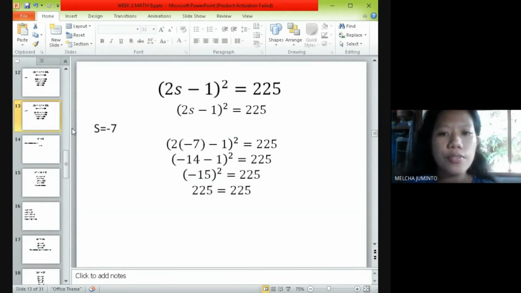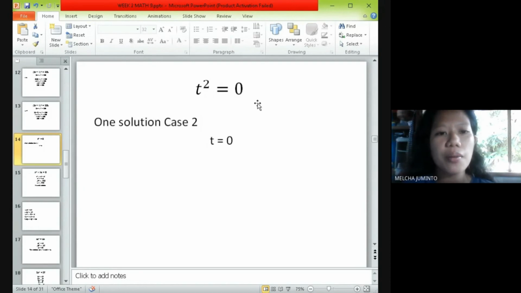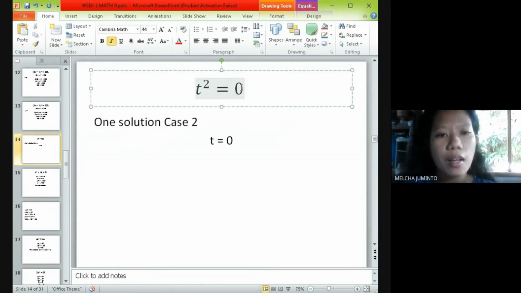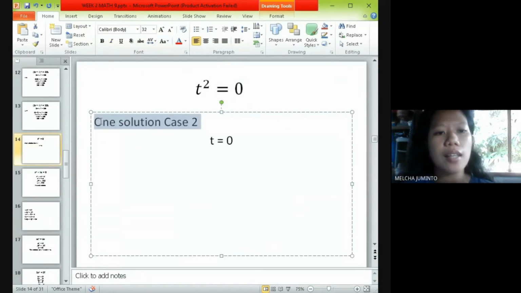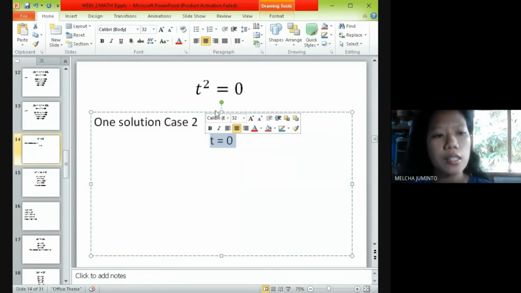Now, if the second case is 0, let's say for example here, t squared equals 0. Since k is 0, again, k is the number on the right side, k is 0, meaning it falls in the second case. There's one solution, and the solution is 0. That is the second case.